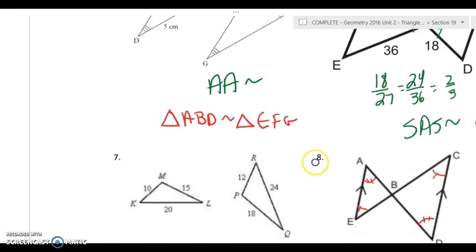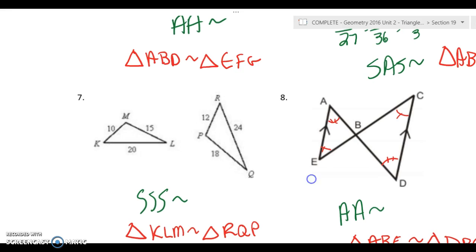And let's see, let's look at number 7, last type here. So again, I'm looking for corresponding pieces. I've only seen sides mentioned, so I'm pretty confident in side, side, side. But let's just verify that it actually is and make sure we name it correctly. So looking at the two triangles, I'm going to look at the big piece. The big piece right here is the 20. And in this triangle, it's 24. So I'm going to compare those.